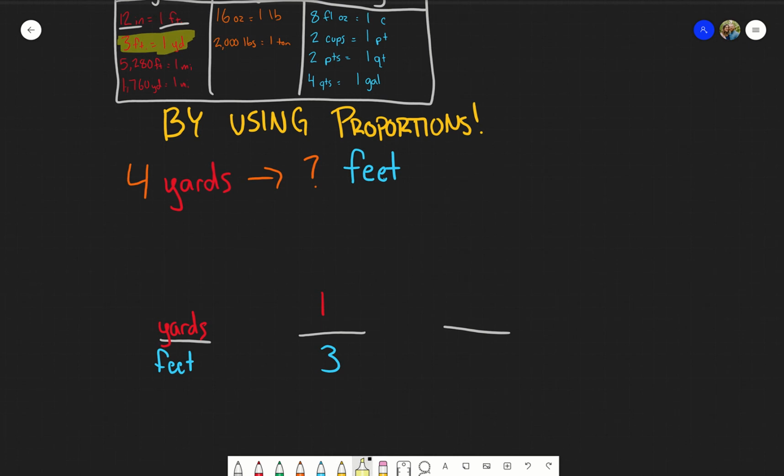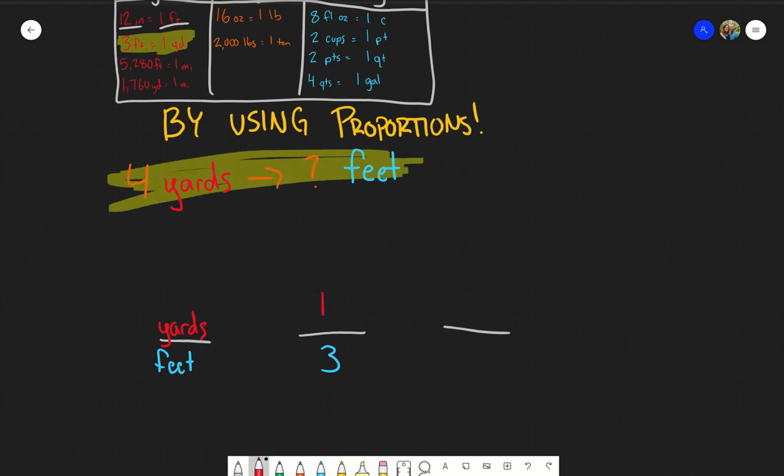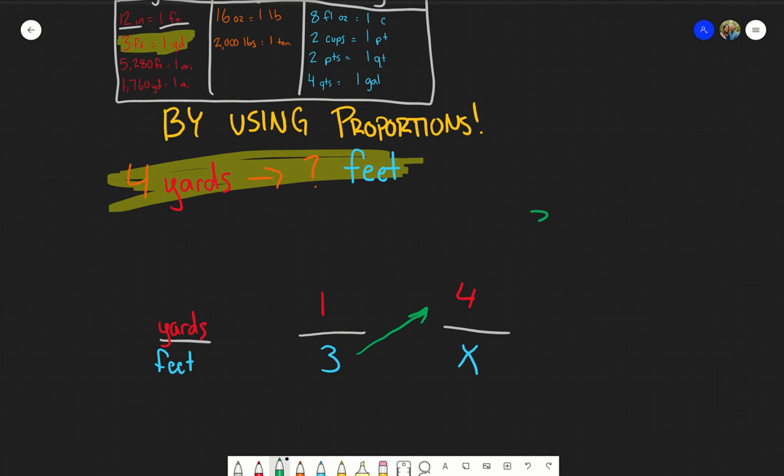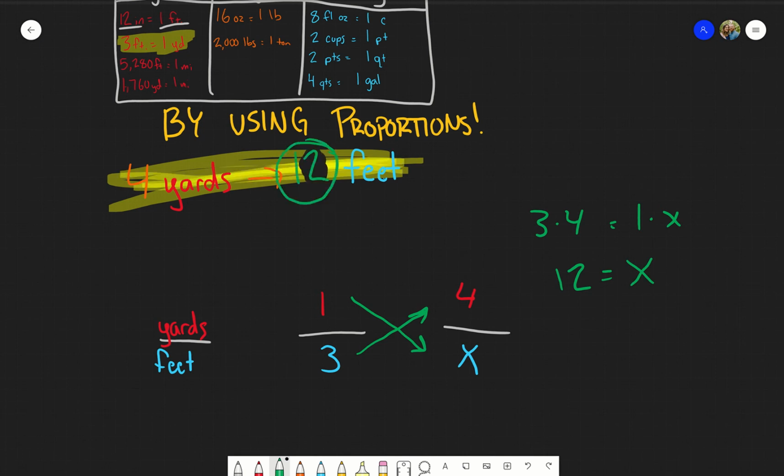Now, I look back at the information given to me here and say, what information was given? Well, I know I have 4 yards and an unknown amount of feet. So now I'm going to take my math problem here. I'm going to cross multiply. 3 times 4 equals 1 times x. 3 times 4 is 12. 1 times x. Remember, I don't actually need that 1 if it's only a 1. Equals x. So 4 yards equal 12 feet. 4 yards equal 12 feet.